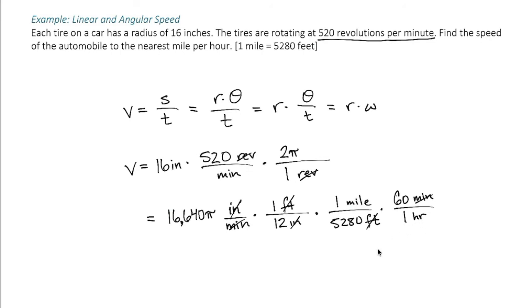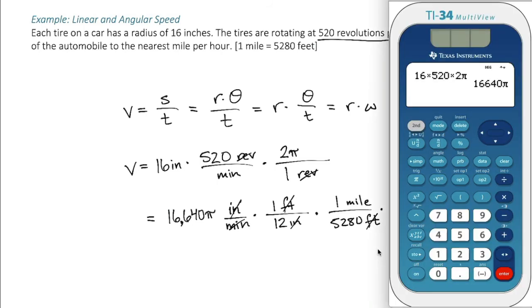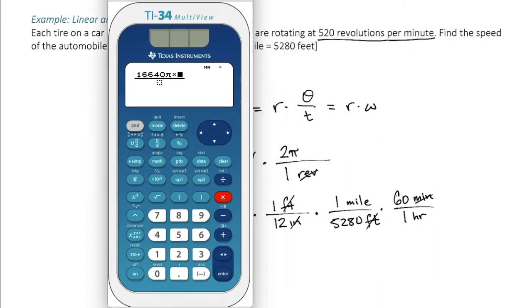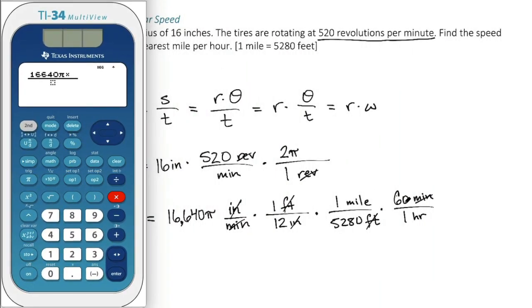So now I'm ready to plug this into my calculator. I have a nice big fraction, so I'm going to create my fraction. In my numerator, I've got 16,640 pi times that 60. And then in the denominator, I have my 12 times the 5,280. We hit enter.